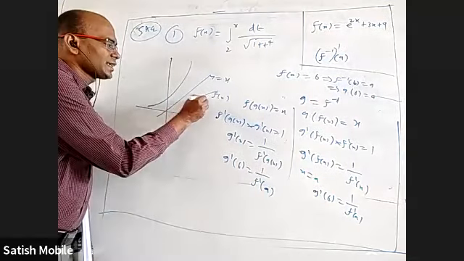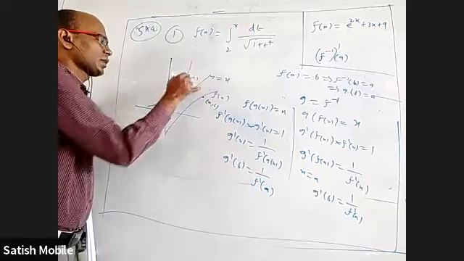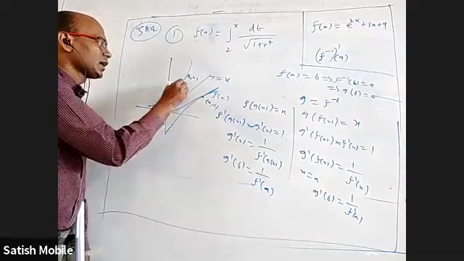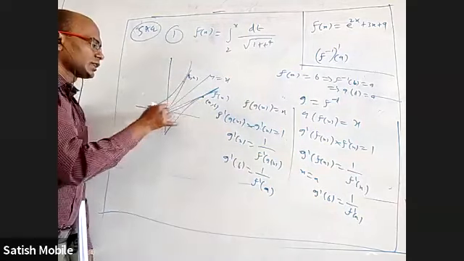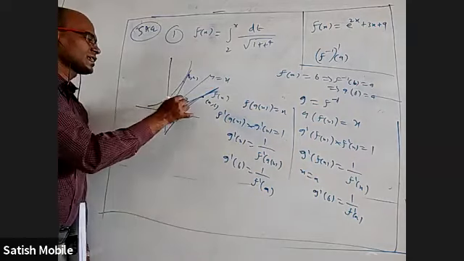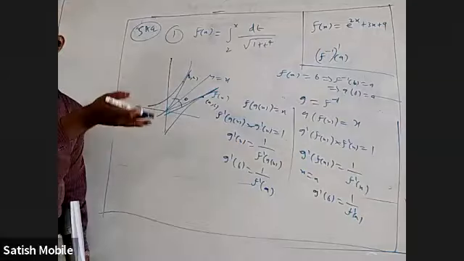If there is a point here a comma b, there will be a point here b comma a, which are mirror images of each other. The slope of the tangent here and the slope of the tangent here make equal angles with the 45 degree line. If I call this theta, this slope is tan of 45 plus theta and this slope is tan of 45 minus theta, or vice versa.